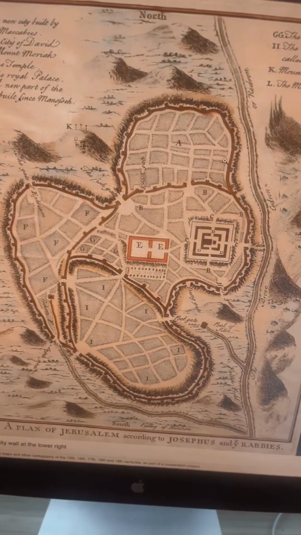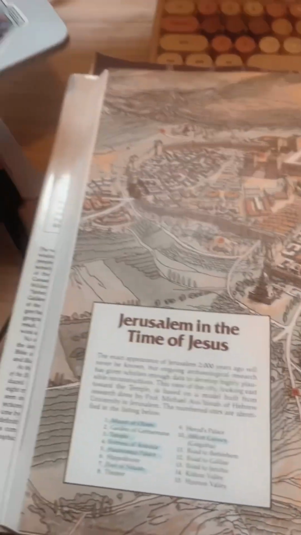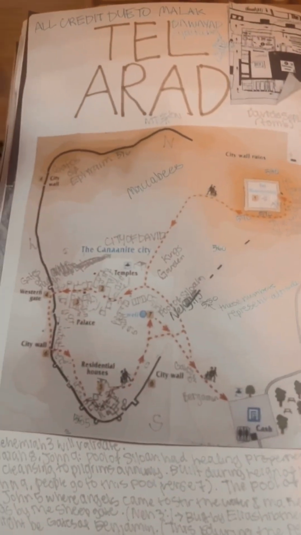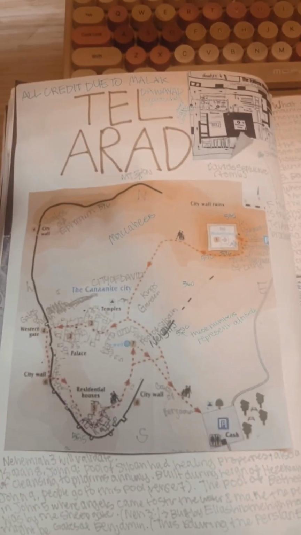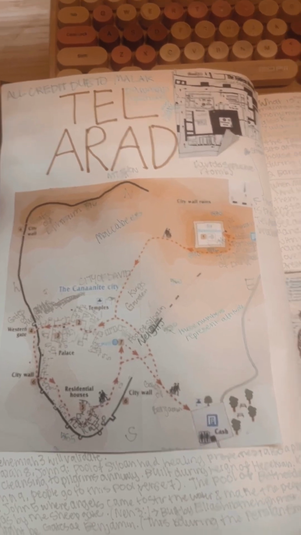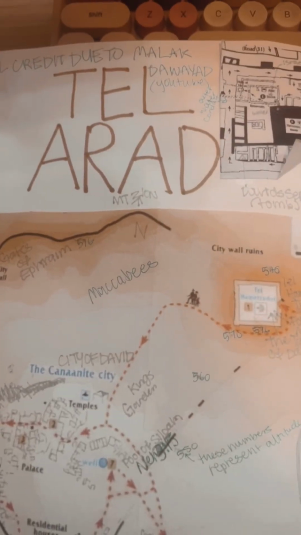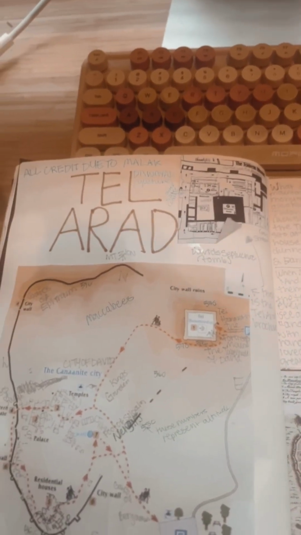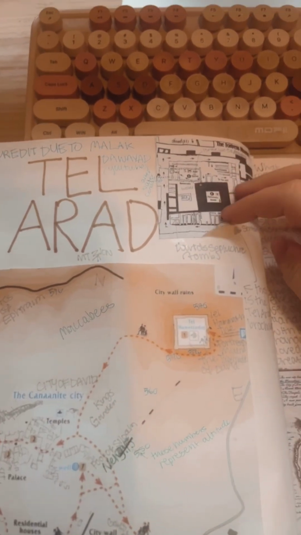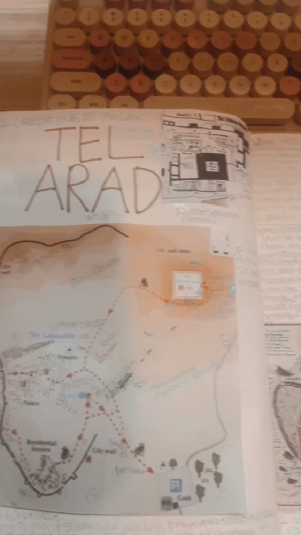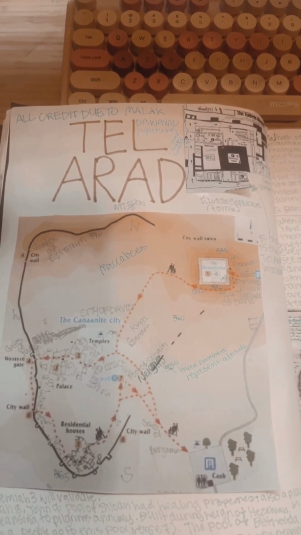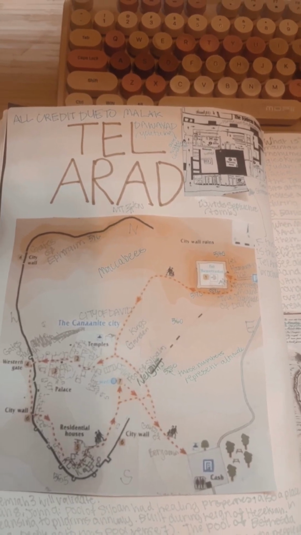All right, let's do this again on another map. This is the book that we're looking at. But let's look at this map. This is from the brochure of Tel Arad, about an hour and a half away from Jerusalem, or what they are calling Jerusalem. All credits due to Malak Dawayad on YouTube. He is saying that Jerusalem is a much bigger place than we are all thinking it is. And this is pretty much where Jesus' life took place.